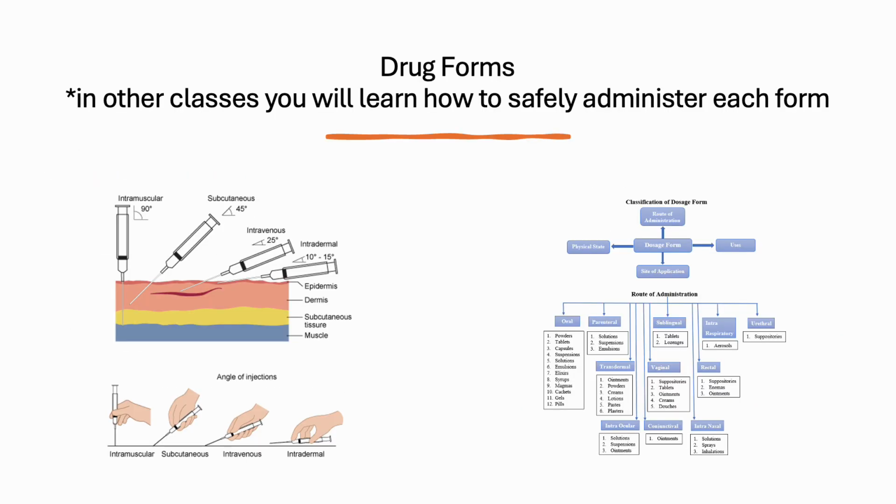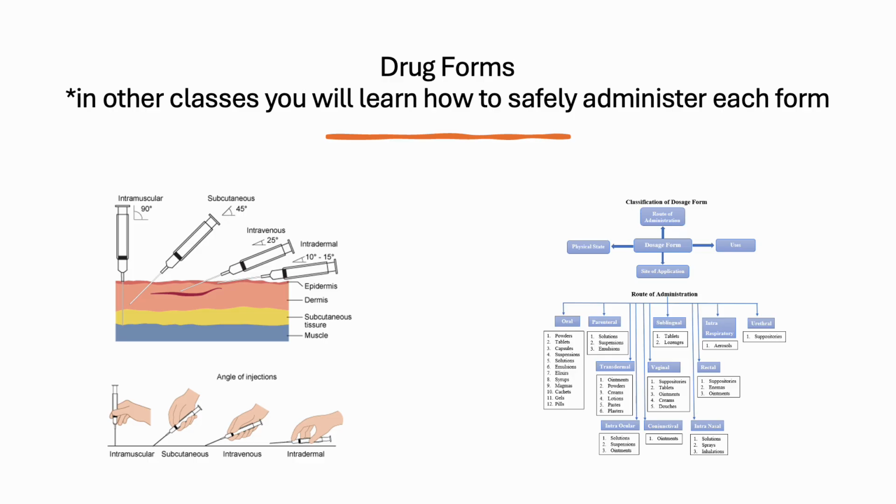You are going to learn a lot in other classes about how you actually go about administering intramuscular and how that's different from intradermal. So I've just put some example pictures on this slide. You don't have to memorize this for this class. You don't have to memorize subcutaneous is 45 degrees and intravenous is 25 degrees. I just wanted to show you some of the things you'll be learning in different classes and how changing the angle of the needle changes the route of administration.